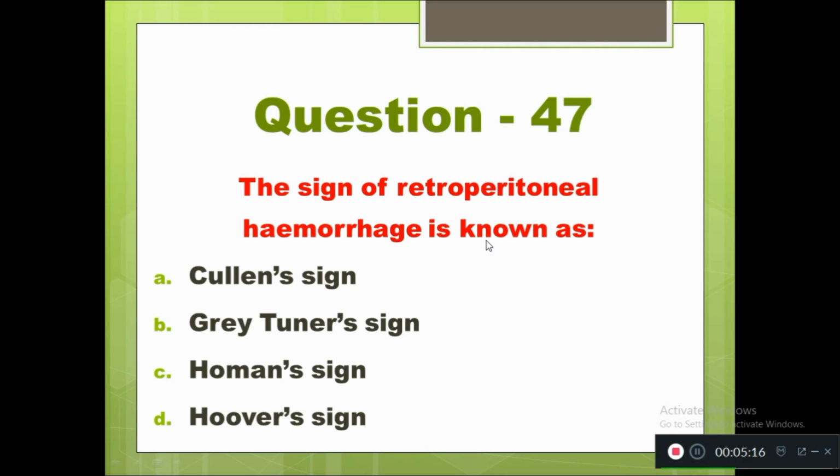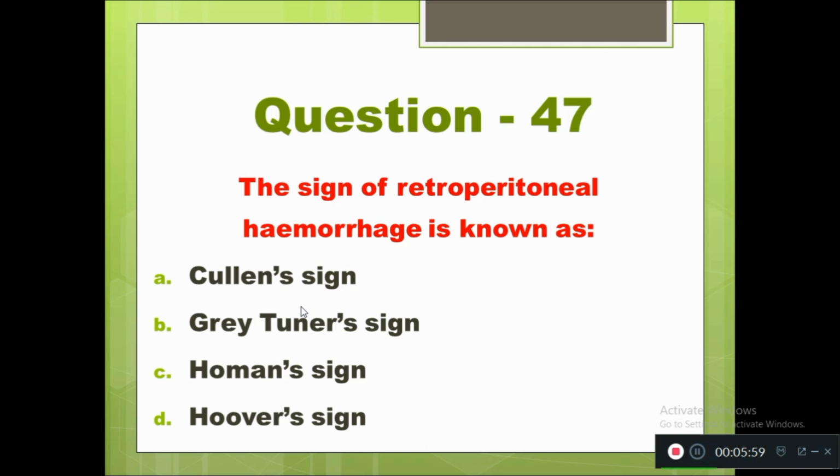Question number 47. The sign of retroperitoneal hemorrhage is known as option A, Cullen's sign, option B, Grey Turner's sign, option C, Homan's sign, option D, Hoover's sign. First we want to know what Cullen's sign is. Cullen's sign is an indication of pancreatic necrosis with retroperitoneal or intra-abdominal bleeding. Usually Cullen's sign is accompanied by Grey Turner's sign. Grey Turner's sign is bruising of the flank. It is a sign of retroperitoneal hemorrhage.